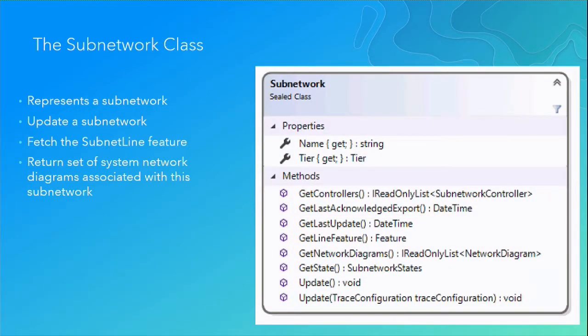The subnetwork class itself just provides a collection of information about the subnetwork. It allows you to do an update, which is pretty useful. You can get its state. You can get the network diagrams that are associated with that subnetwork, and this is an interesting one, you can get the line feature. So if there is a subnet line feature that corresponds to that subnetwork, you can fetch it here in one call.